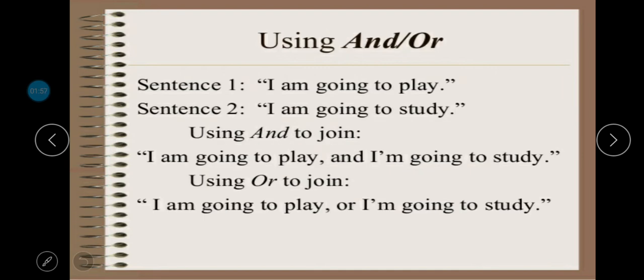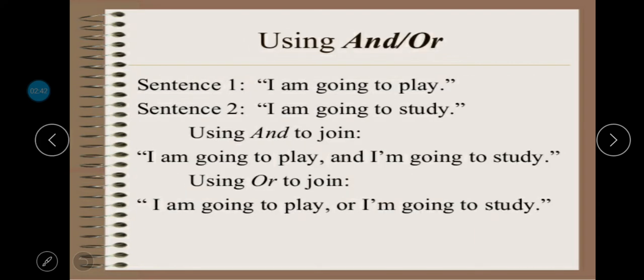Let's see the usage of and, or. In sentence 1, I am going to play. In sentence 2, I am going to study. If we use and to join the two sentences, it can be written as I am going to play and I am going to study. Using or, if we join the two sentences: I am going to play or I am going to study.